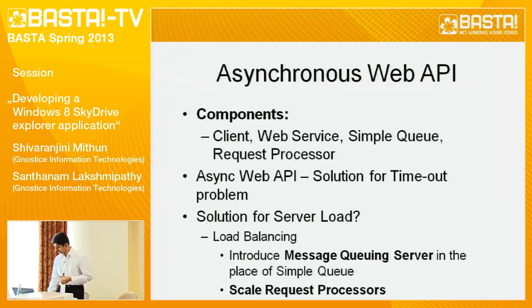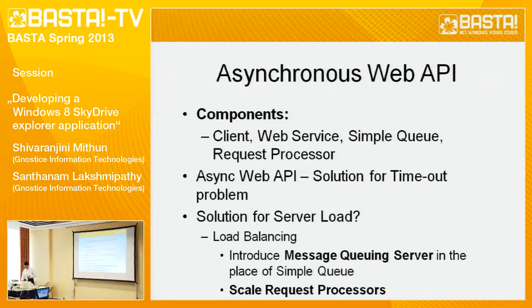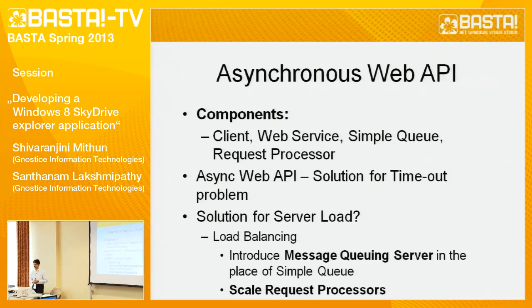In order to overcome this problem, we need to introduce a message queuing server in place of the simple queue data structure. The messages in the message queue server can be shared between different machines, and in place of the single request processor, we will have multiple instances of the request processor application running on different machines, which will share the message queue server and process the request objects.